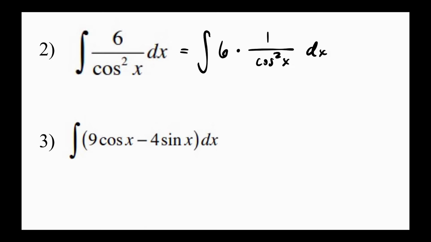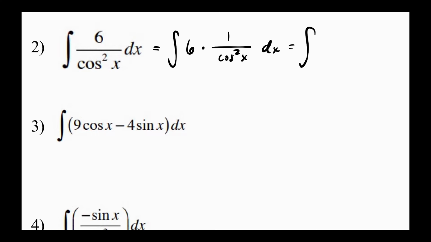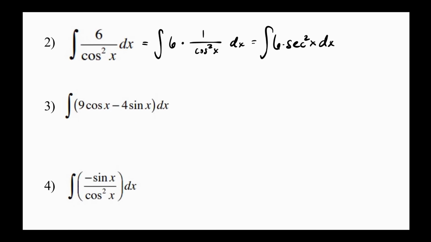Now, why does that help me? Exactly. What is 1 over cosine? 1 over cosine is the same as secant. So 1 over cosine squared is the same as secant squared, right? And that one's on my list. That one is one of the ones we talked about yesterday in yellow, okay? So I can rewrite this problem as 6 times secant squared dx.